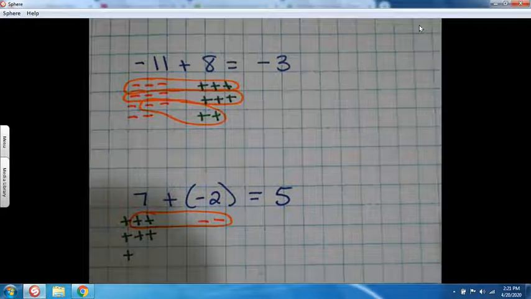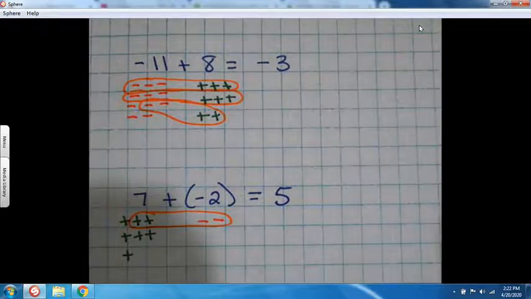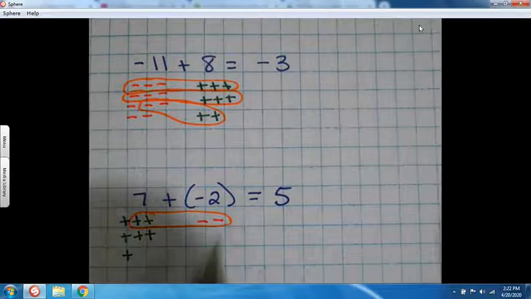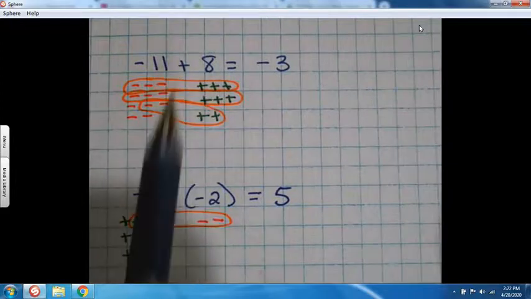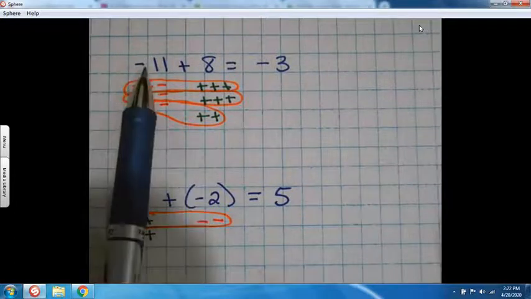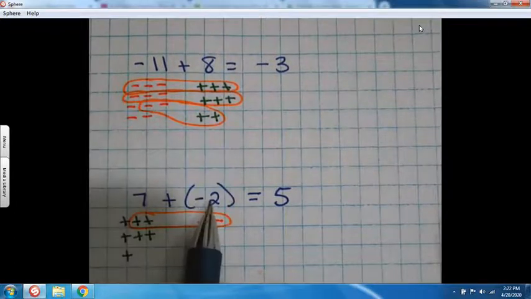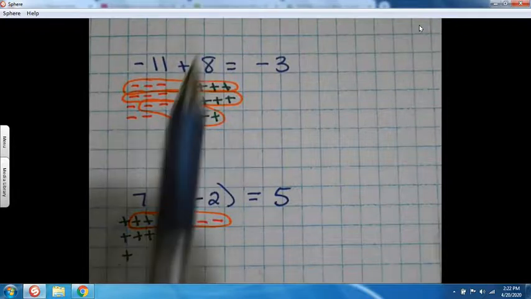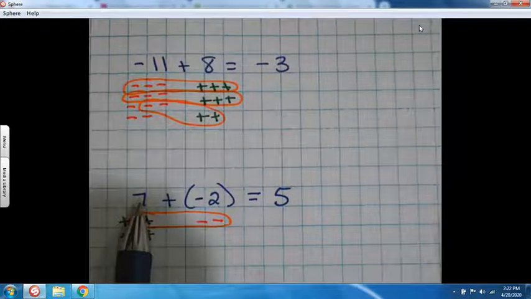That's not hard, right? Now, if we really take a look at these two, what's the same about them? This one has a negative. This one has a negative. This one has a positive. This one has a positive. So they both have 1 positive and 1 negative number.